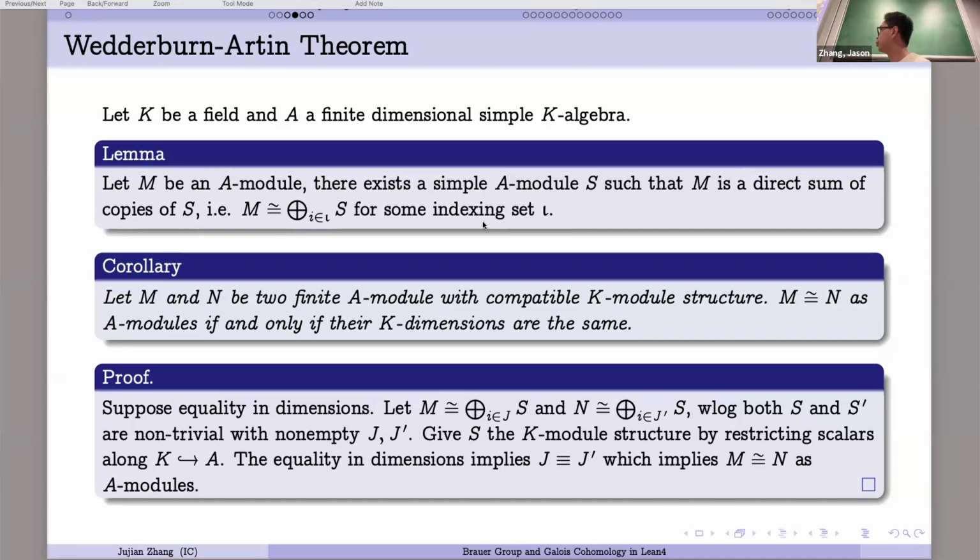And the proof is just pulling back module structures and playing around with finite dimensionality, and eventually you will see that the indexing set must be the same. So M and N must be isomorphic to each other.